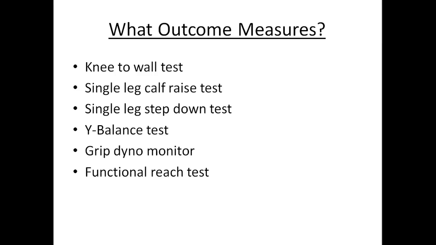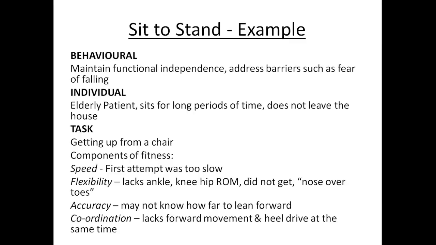Basically, you're tapping to the front, you're tapping behind you out to the side, and you're tapping behind you across the midline on the inside. Grip dynamometers, so you're just squeezing as hard as you can, and we repeat that 3 times. And then the functional reach test, where you just stand still and then reach as far forward as you can without falling. So we're going to use the example of sit to stand, because this is a really good example. So what's our behavior?